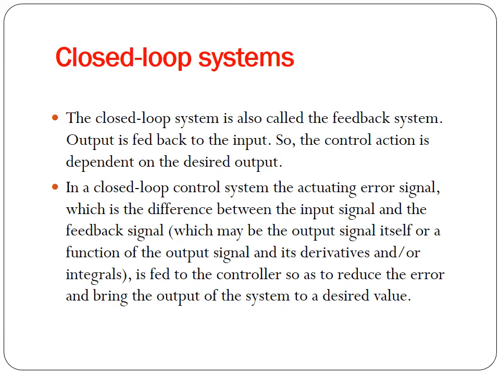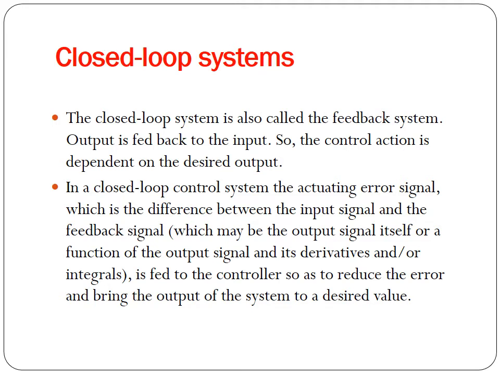The second type of control system we've said is closed loop system. That is the closed loop control system. Let's try to understand what is a closed loop control system. The closed loop control system is also referred to as the feedback system. That is, output is fed back to the input. So the control action is dependent on the desired output.